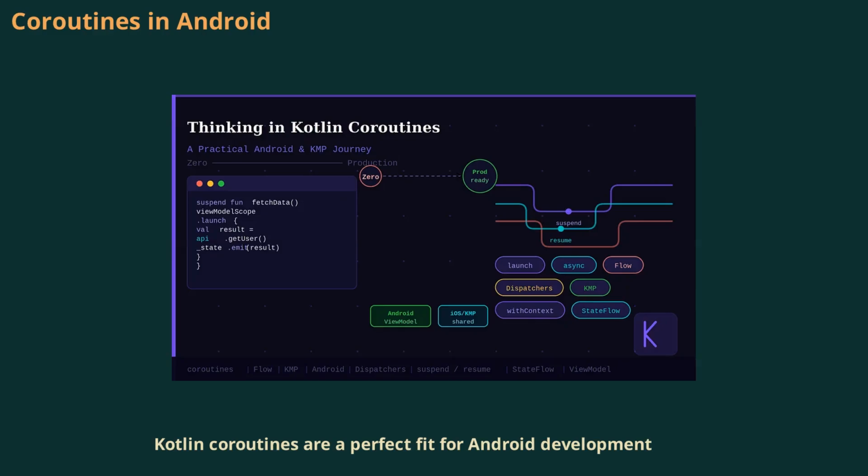Kotlin coroutines are a perfect fit for Android development. They integrate seamlessly with ViewModels, LiveData, and other architecture components, making it easy to manage background tasks and UI updates. With coroutines, you can perform network requests, database operations, and other long-running tasks without freezing the UI. This leads to smoother, more responsive apps that delight users and stand out in the crowded app marketplace.